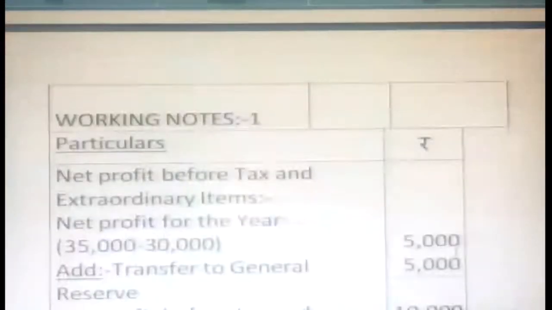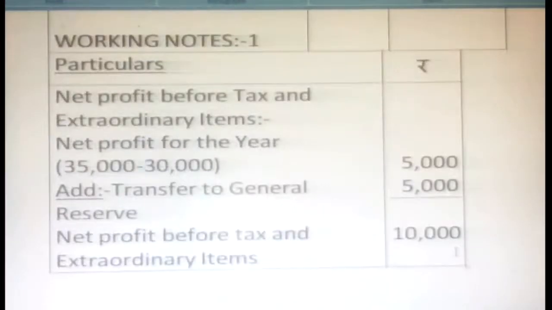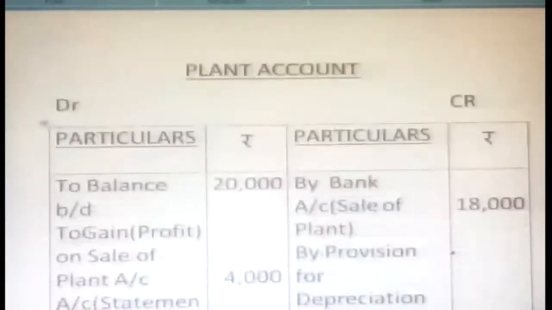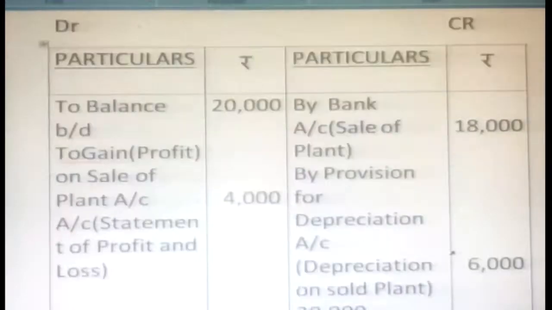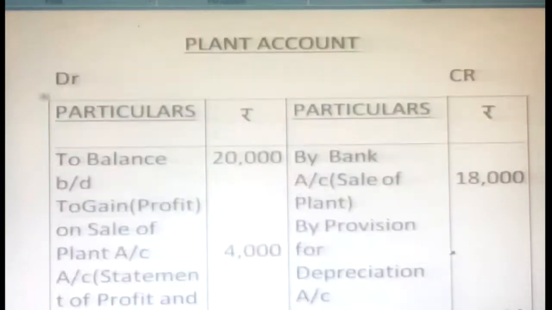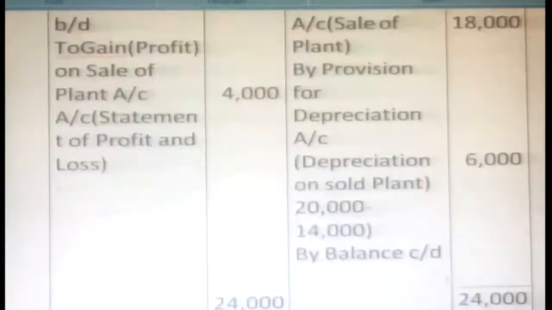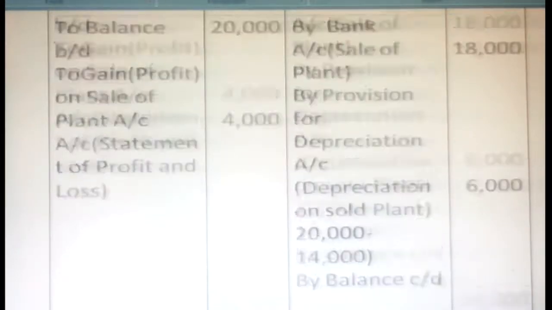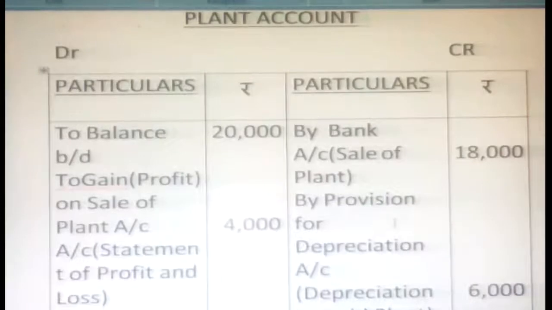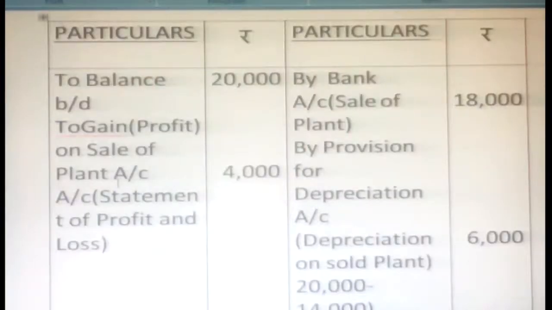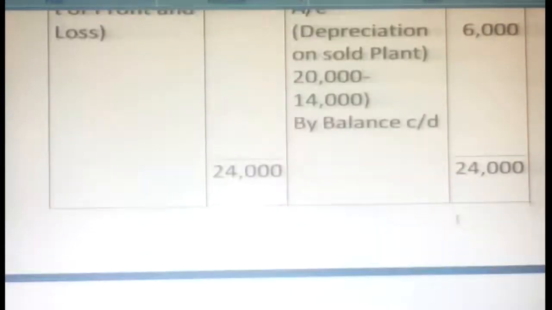That's why here you have to prepare working note 1 for getting net profit before tax and extraordinary items. That is working note number 1. Thereafter, the plant account: how to prepare the plant account in this format. As you know this very well, correct? From the available information: opening balance, then the given closing balance, then 18,000 received by bank, then the gain or profit on sale of plant 4,000, then depreciation 20,000 minus 14,000, 6,000. Likewise.